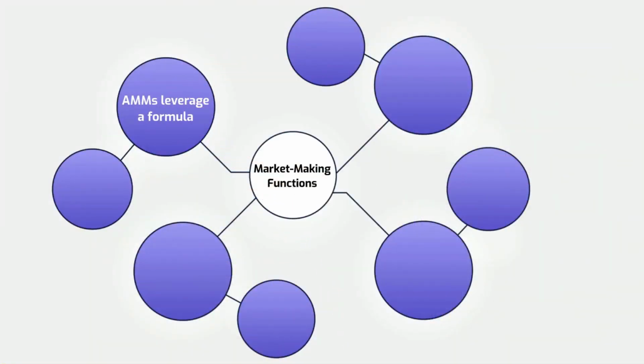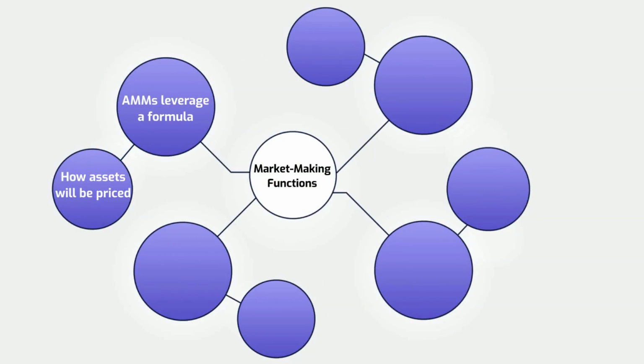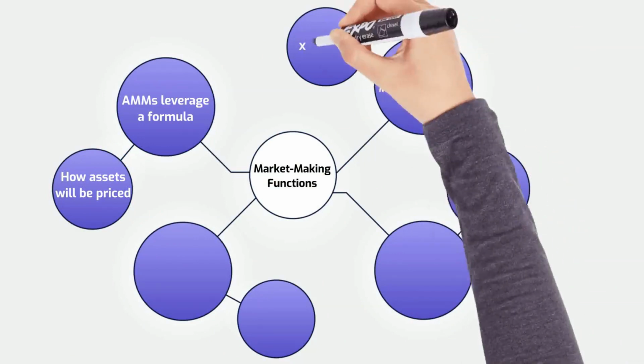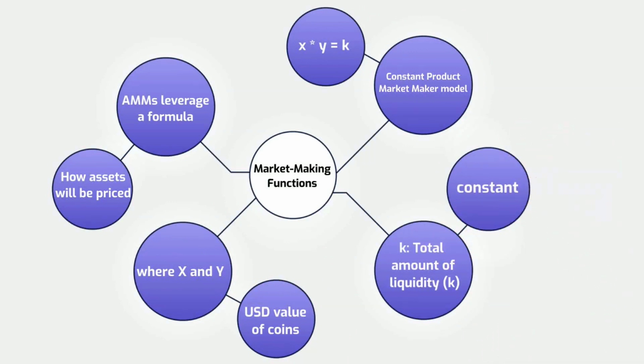Automated market makers leverage a formula that decides how assets will be priced in the pool. Many automated market makers utilize the constant product market maker model, X times Y equals K, where X and Y are the USD value of cryptocurrencies in the pool and the total amount of liquidity within the pool remains constant. Maintaining the equal value relationship between the token pair is the basis of the automated pricing mechanism.